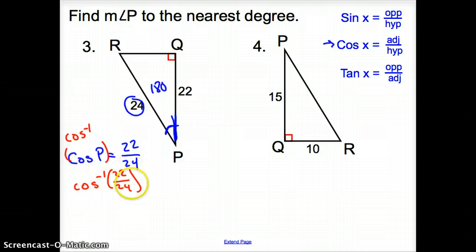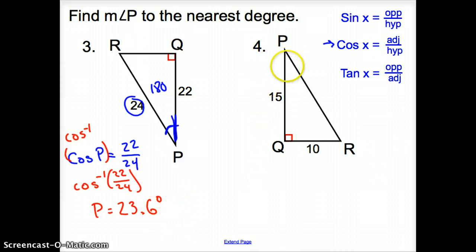And so you type that right in, and if you have trouble finding your inverse cosine button, I'll help you out with it. When you type it in, you are actually going to get a measurement in degrees. Type that into your calculator, and we come up with 23.6 degrees for your angle P.